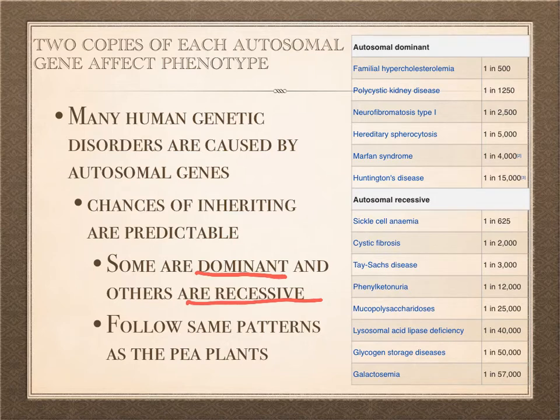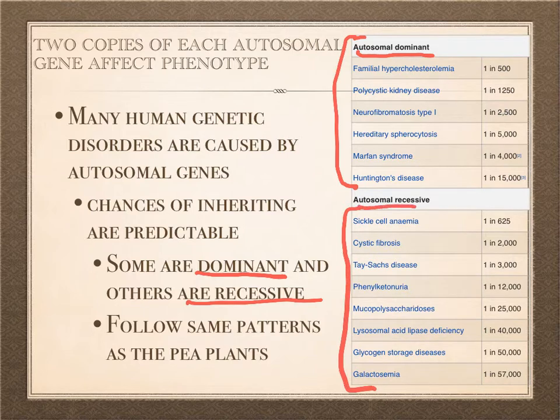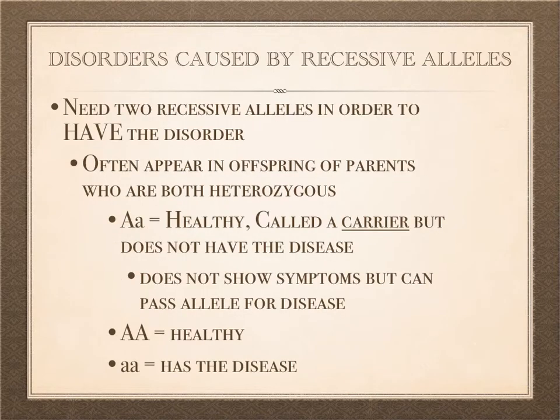Up here you can see some human genetic disorders that are caused by an autosomal dominant inheritance pattern, and these disorders would be autosomal recessive human genetic disorders. If a human genetic disorder was inherited on recessive alleles, it would need two copies of the recessive allele, one coming from mom, one coming from dad, in order for the offspring to have this disorder.